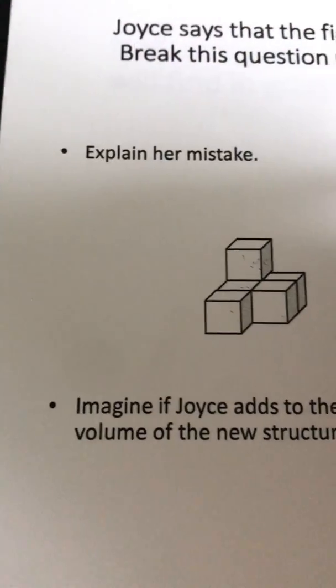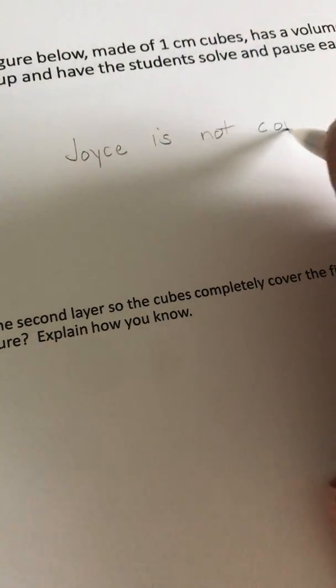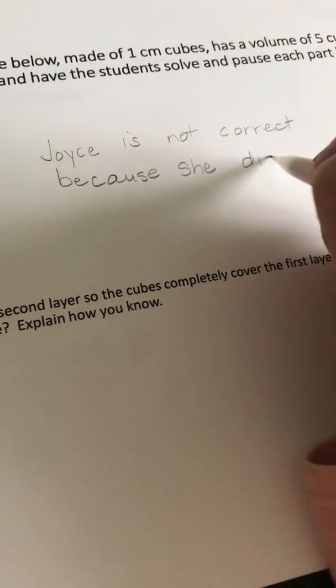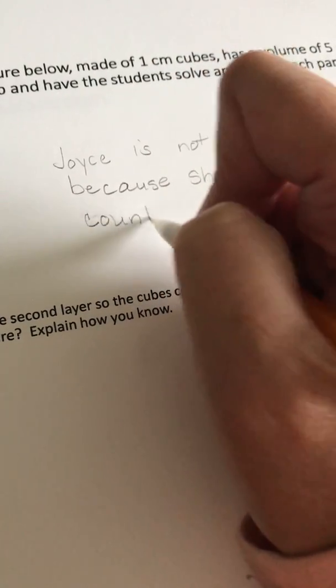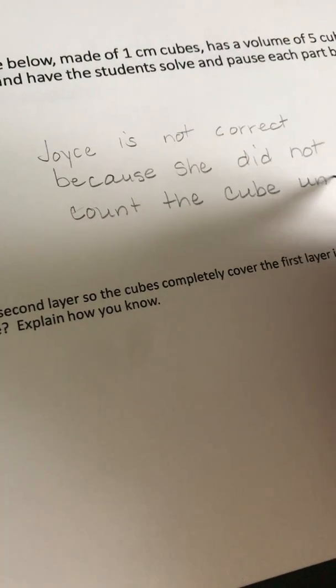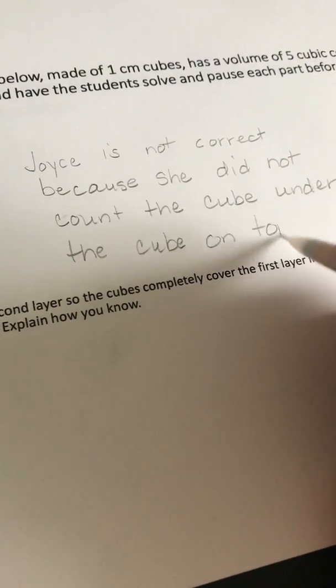So we would say, Joyce is not correct because she did not count the cube under the cube on top. Okay.